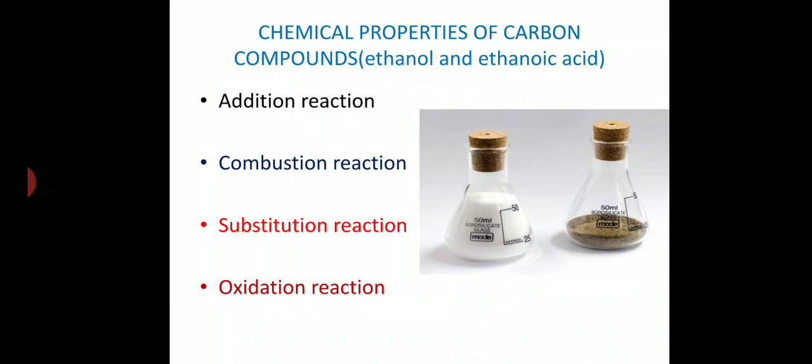Chemical properties of carbon compounds. So under this topic we have two main compounds, ethanol and ethanoic acid. So ethanol has many advantages in our day-to-day life. So nowadays doctors advise, to be safe from coronavirus, use sanitizers, right? So sanitizers are made of 70% ethanol and 30% isopropyl alcohol.